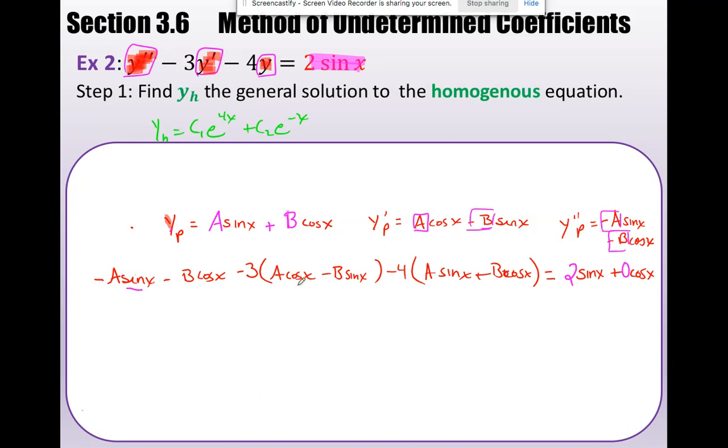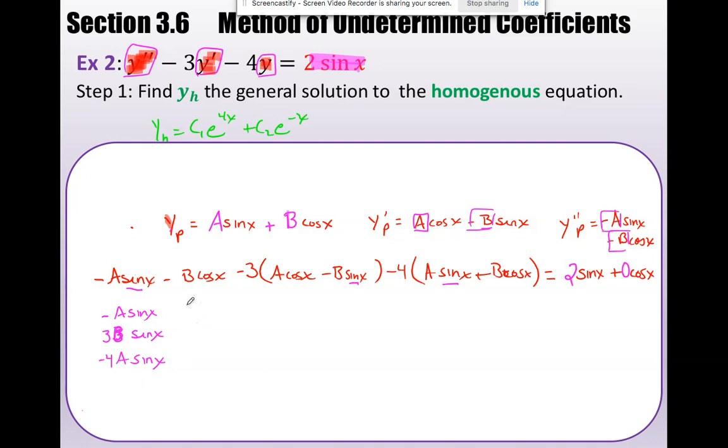Line up all the sine terms. So what do I have? I have negative a sine x. Then I have negative 3 times negative b, that's a positive 3b sine x. And then I have a negative 4a sine x. I'm just lining them up this way because, hopefully, maybe you'll see why. Then how about your cosines?